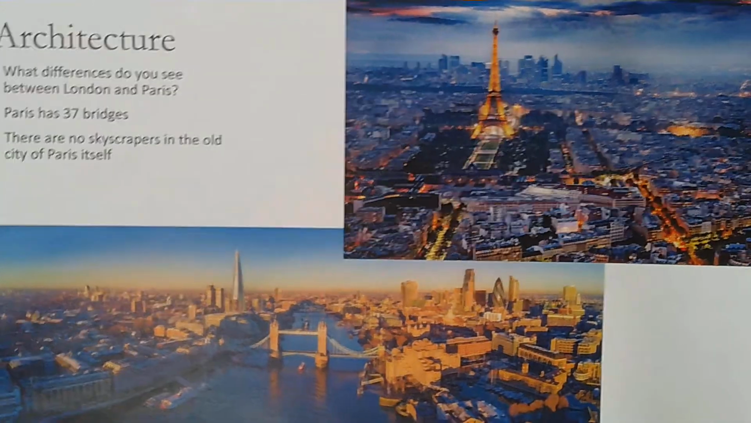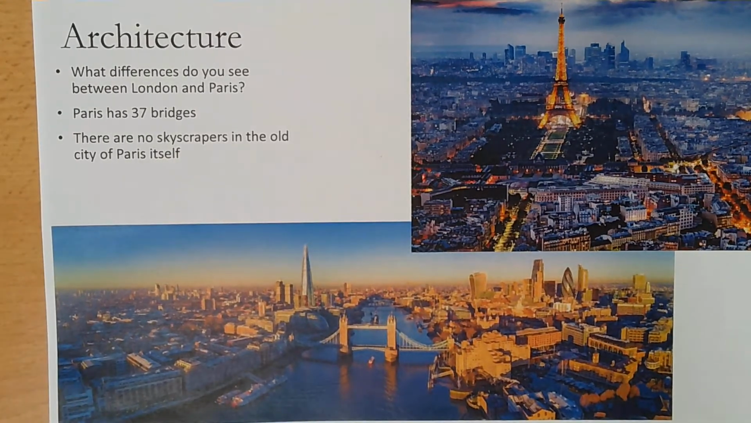Okay, architecture, that is now a human feature. Paris has 37 bridges, and there are no skyscrapers in the old city of Paris. So, I'm going to ask you in a moment for differences between Paris and London. Here is the city of London. Here is the old city of Paris. Now ignore the background where the skyscrapers are, because that is the new city. Just look at the old city and look at the city of London. What differences can you see?